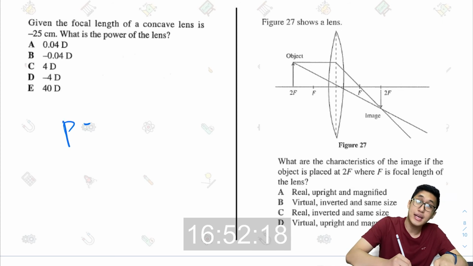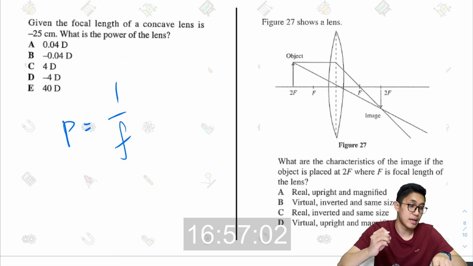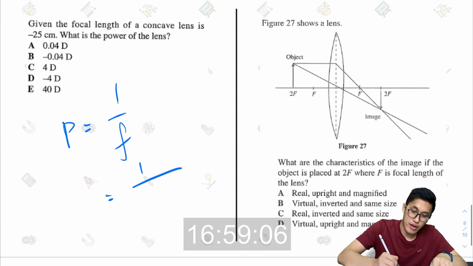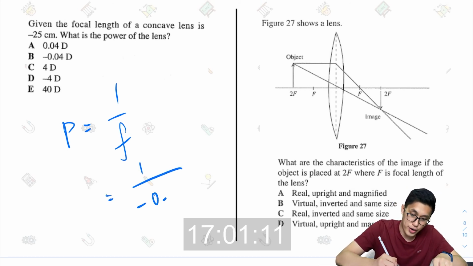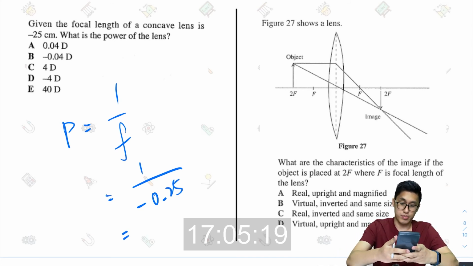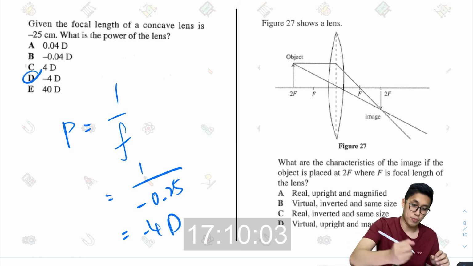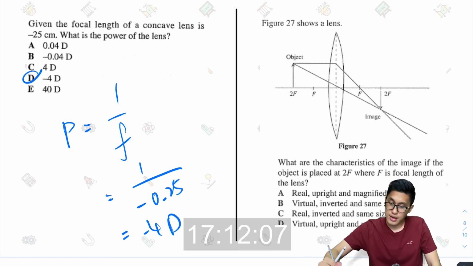Okay? Right. Given the focal length of the concave lens is negative 25 cm, what is the power of the lens? We know that P is equal to 1 divided by focal length, where your focal length is in meters. So 1 divided by negative 0.25. I will get 1 divided by 0.25, that is 4. Negative 4 diopters.